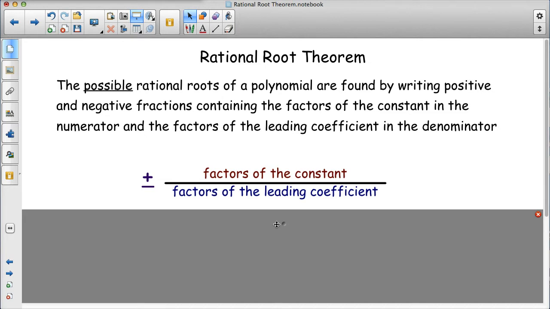Not all of the possible rational roots are rational roots. However, you won't have any rational roots that aren't possible. Again, this is confusing. So we're going to do an example, but I want you to know that you're going to want to pause and re-watch as we do the example.